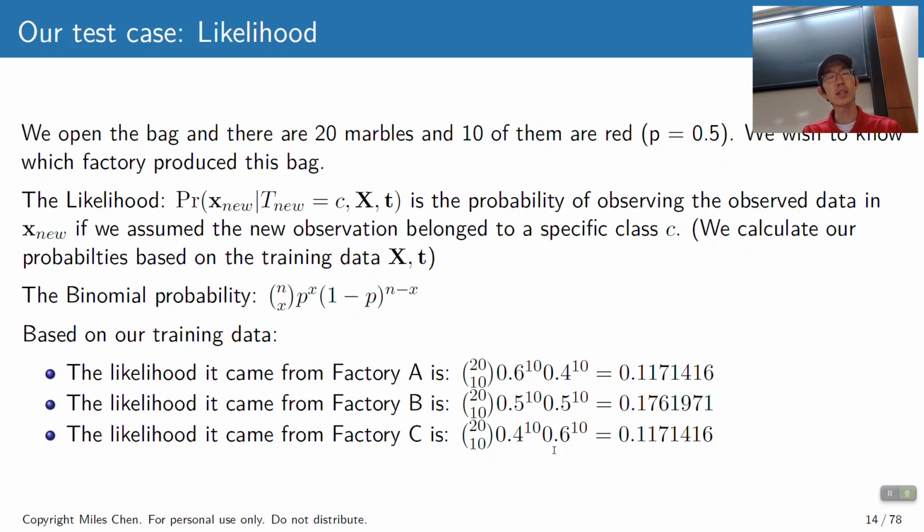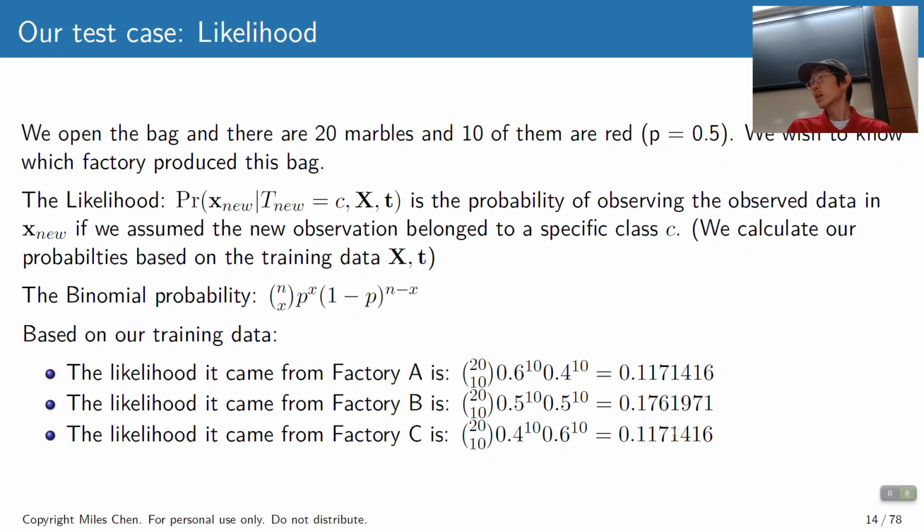What is the likelihood that factory C produced this bag? And so we're going to do, probability of red is 0.4, 0.4 to the 10, probability of blue is 0.6, 0.6 to the 10. And because of the symmetric nature of it, the likelihood of this data, if it came from factory C, is also 0.117. Okay. All right, does that kind of make sense how we're getting these likelihood values? So we're saying if we assumed it came from factory A, what's the likelihood of getting 10 red, 10 blue? If it came from factory B, what's the likelihood of our getting that?